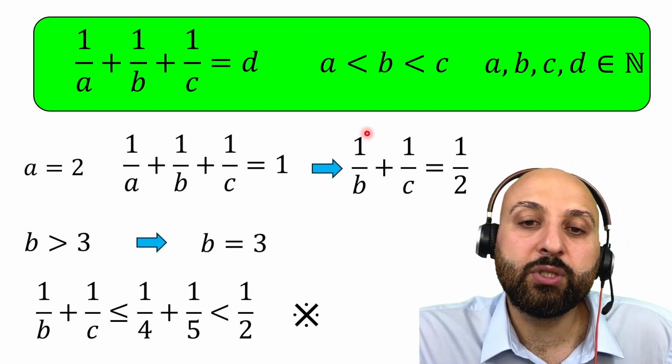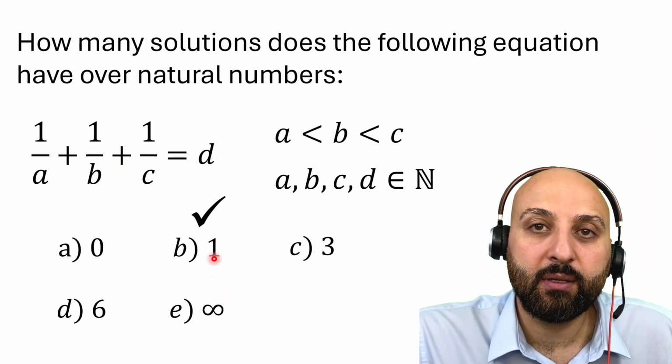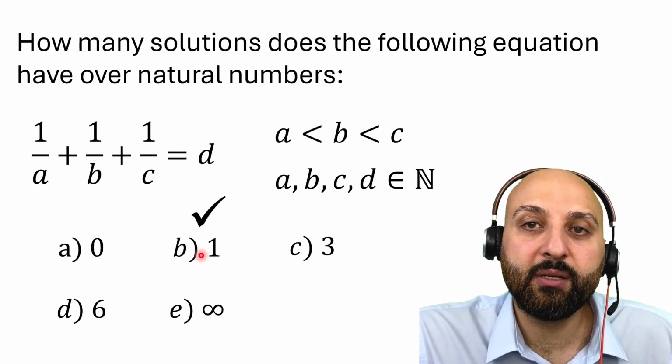And if B is equal to 3, you replace it here, and you can obtain the value of C. C will be equal to 6. Therefore, the equation has only one correct solution, and the answer is option B.